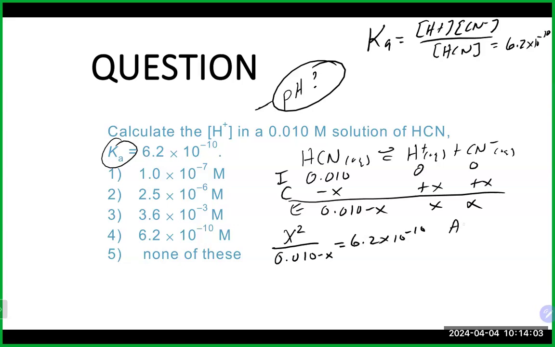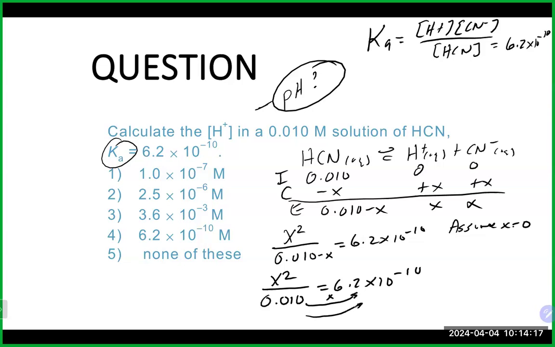That is a small value, so here I'm going to try my assumption again. In this case, x squared over 0.01 equals 6.2 times 10 to the minus 10. Once again, I'm going to multiply to the other side, and then afterwards, I'm going to take a square root. If you do all that, multiplying first 0.01 times 6.2 times 10 to the minus 10, and a square root, that's going to give us an x value of 2.49 times 10 to the minus 6.